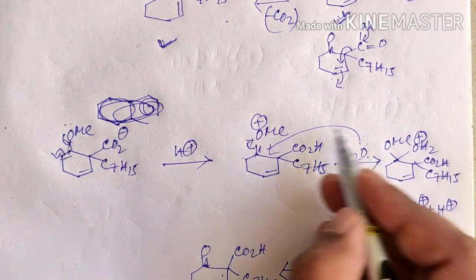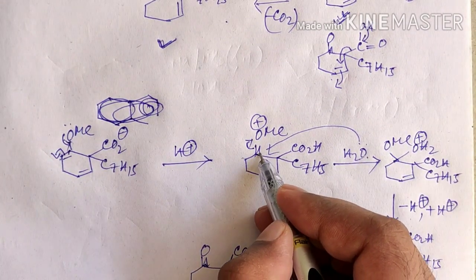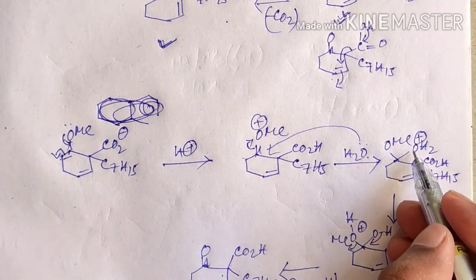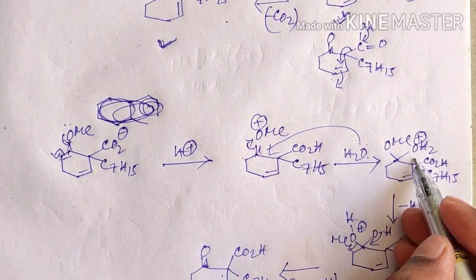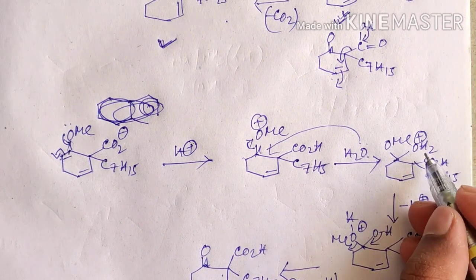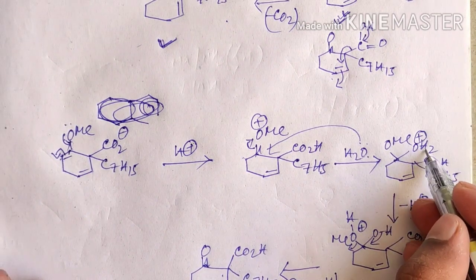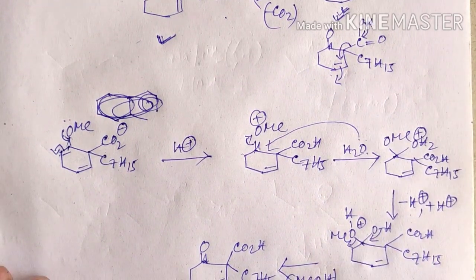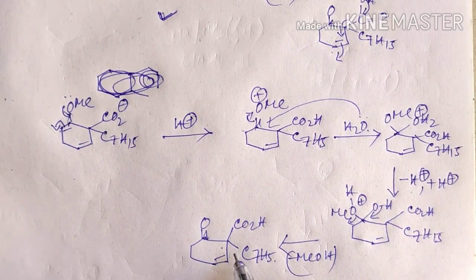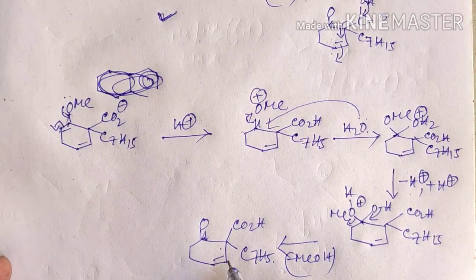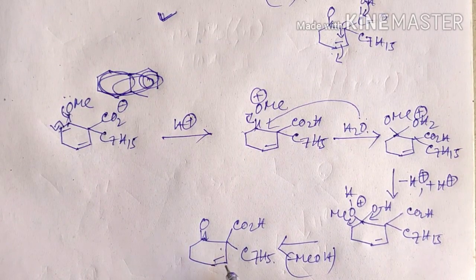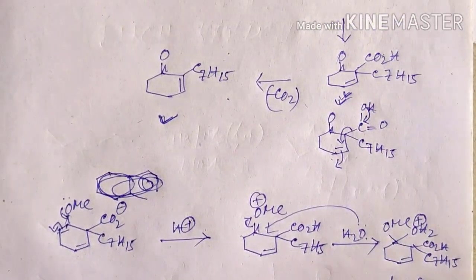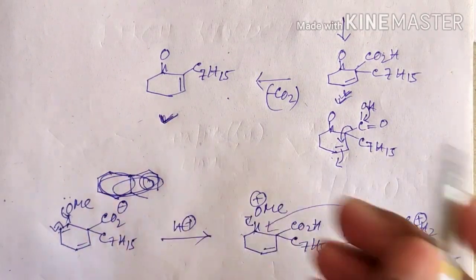In the next step, water will attack at this position to open up this double bond and it will form this product. And in the next step, proton elimination from OH2 plus and proton abstraction by OMe to give this intermediate, which will eliminate methanol in the last step to give the desired ketone product, and which will in the final step eliminate CO2 to form the alpha beta unsaturated ketone.